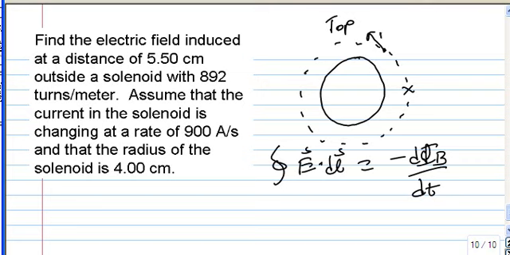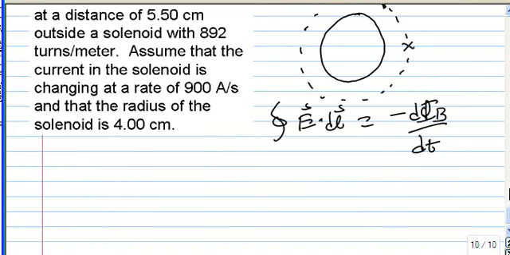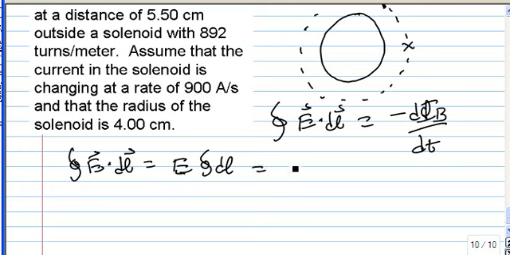In addition to the E field direction, we can define a dl direction at each point in the loop, and it turns out that dl and the E field always point in the same direction. This allows us to simplify the E dot dl integral using the symmetry in the problem. We know that the E field and dl point in the same direction. We also know that the E field is constant all the way around the loop, and therefore the integral of E dot dl is 2πr times the E field, where r is the distance from the center of the solenoid to the edge of the loop, namely 5.5 centimeters, where we want to find the E field. That's one part.